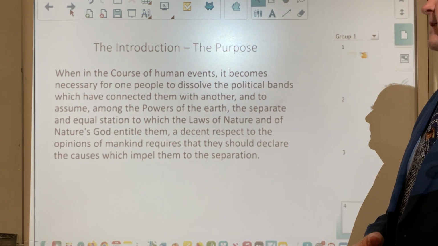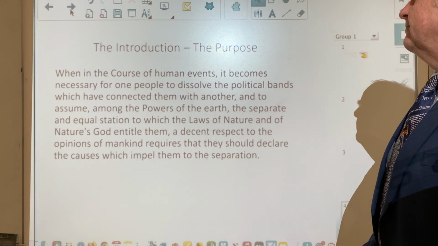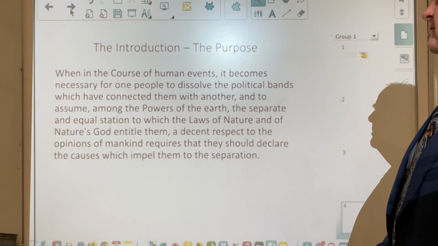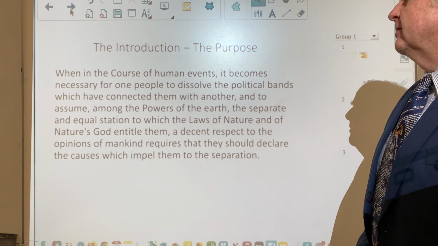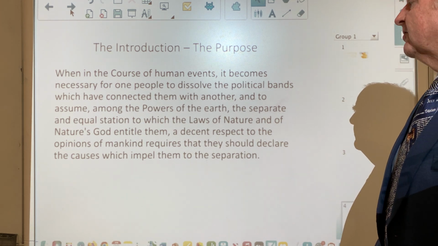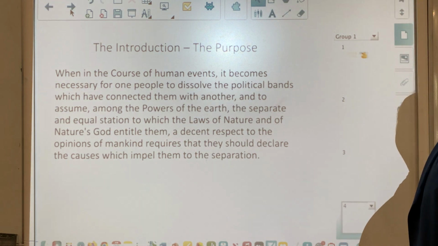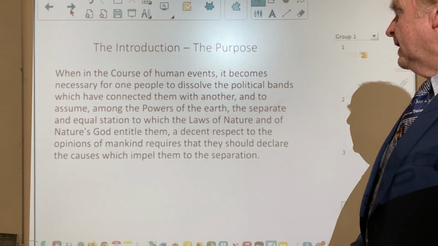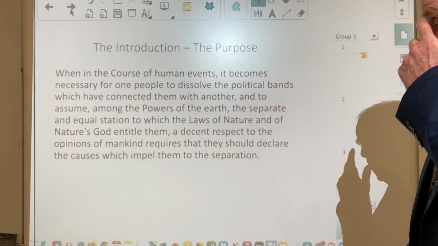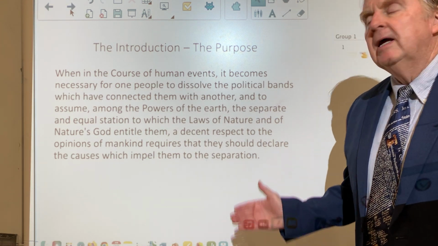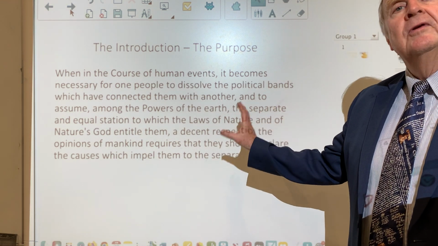Okay, this is the way it begins. When, in the course of human events, it becomes necessary for one people to dissolve the political bands which have connected them with another, and to assume among the powers of the earth the separate and equal station to which the laws of nature and of nature's God entitle them, a decent respect to the opinions of mankind require that they should declare the causes which impel them to the separation. So this tells us the purpose.